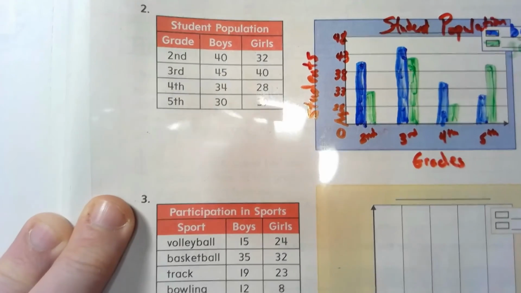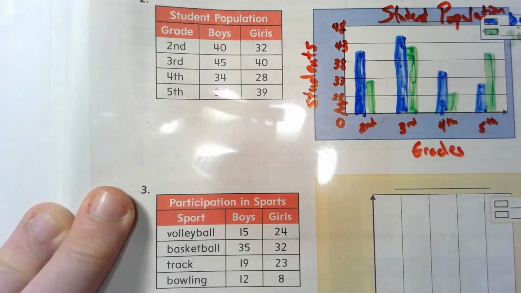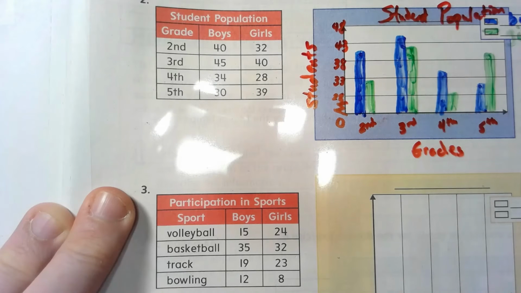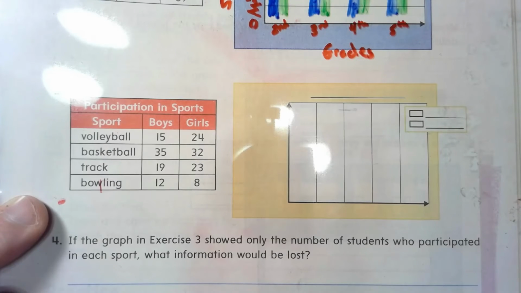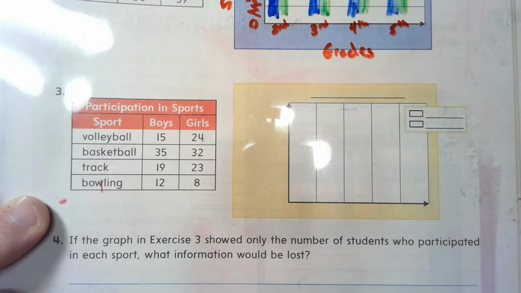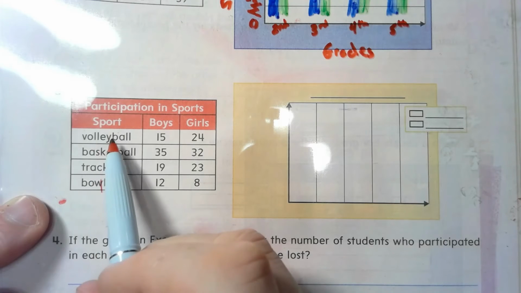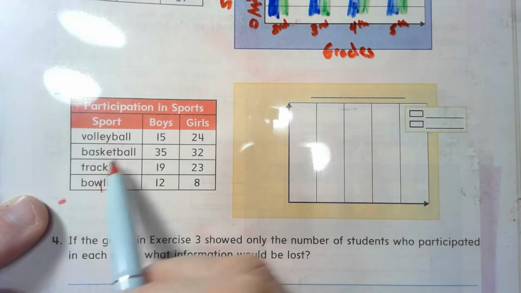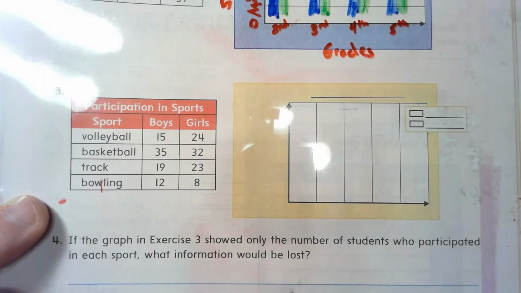So now I have made my double bar graph comparing the student population in 2nd through 5th grade and comparing two segments within that population, boys versus girls. Let's now look at question number 3, and on this question we're looking at participation in sports. So we're comparing the participation of boys versus girls in various sports.